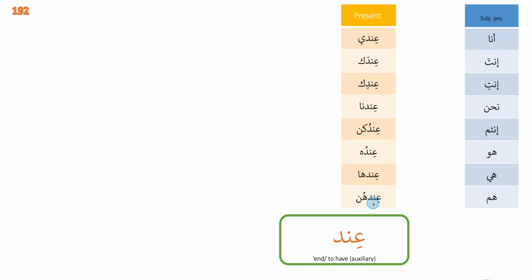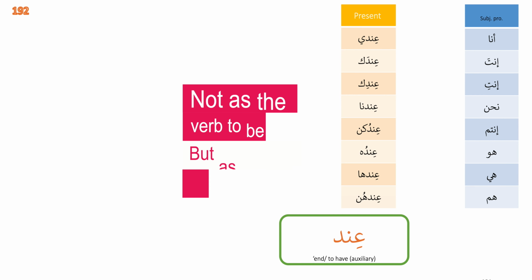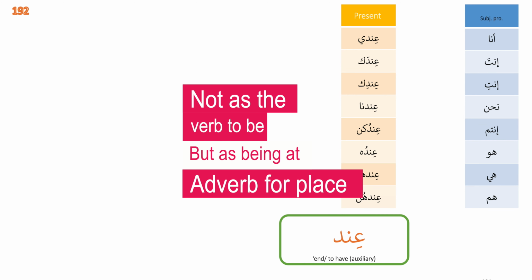So as you see, when عند by itself is unconjugated, it means at, and it's used to be an adverb for place.